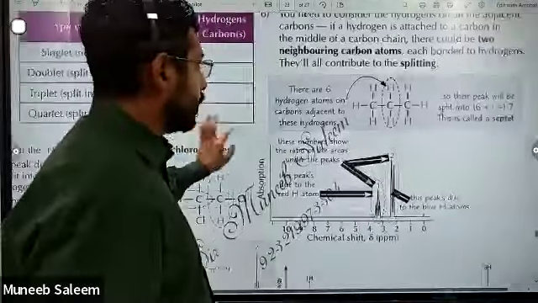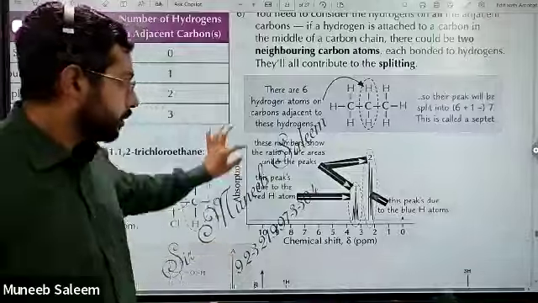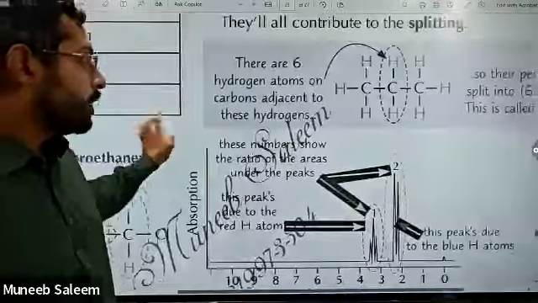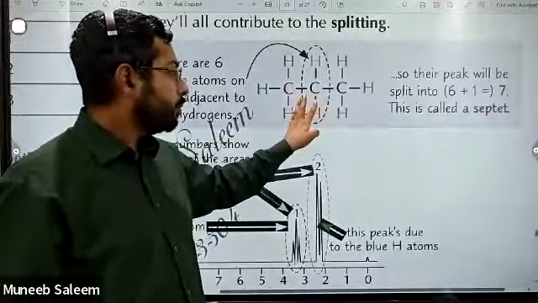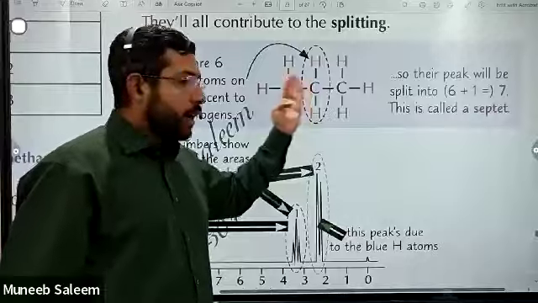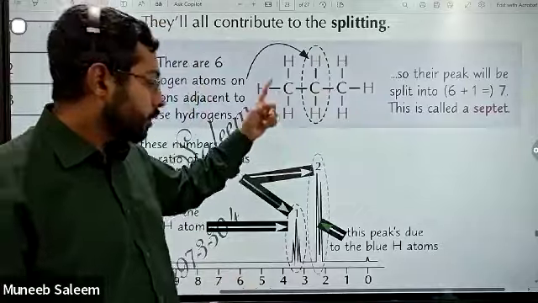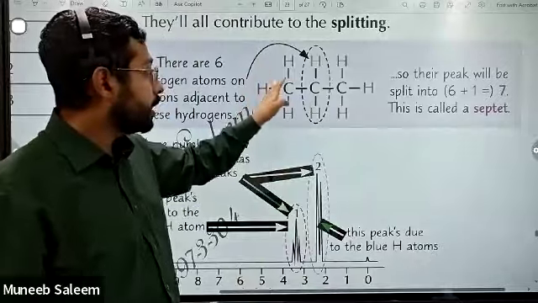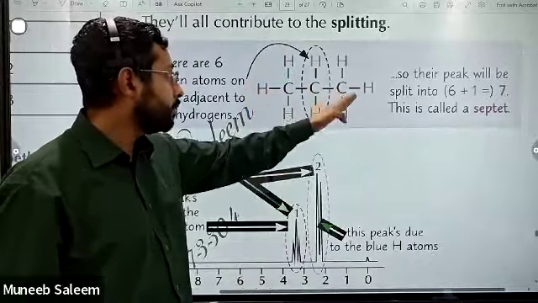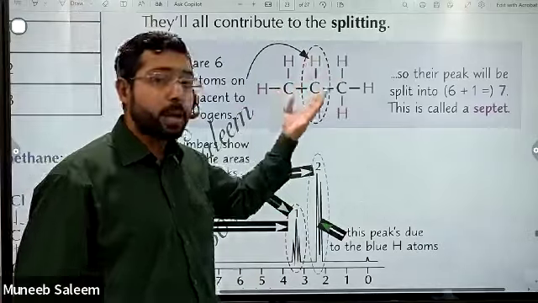Now here's an example of the compound. In this case, you can see there are 3 carbon atoms. The central carbon atom is bonded with the 3 CH3 groups, with the 2 CH3 groups. Now, the hydrogen atoms of the central one are in a different environment than the hydrogen atoms on the sides, and the side ones are in the same environment.